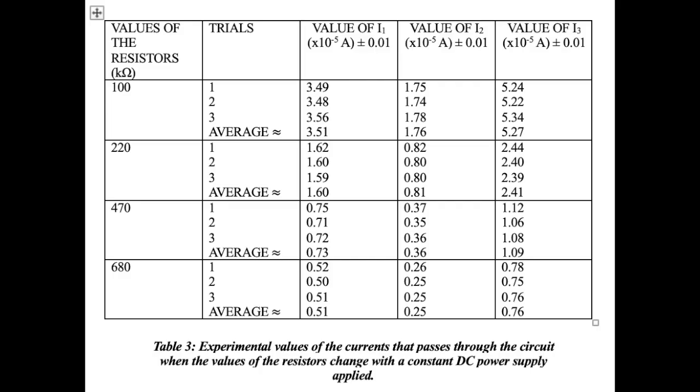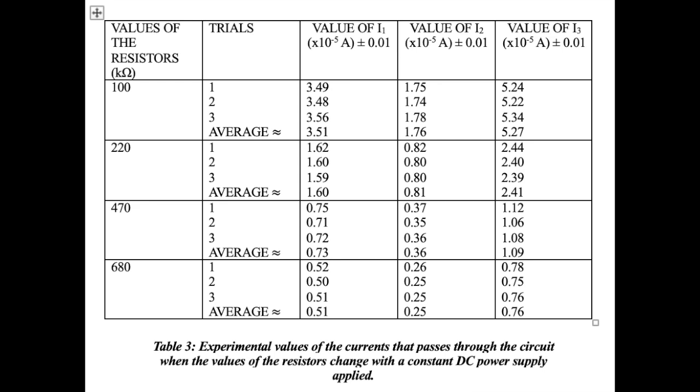When I finished my calculations, I recorded my data, and you can see the data I obtained in my raw data table. As you can see, these are the experimental values of the currents that pass through the circuit when the values of the resistors change with a constant DC power supply.